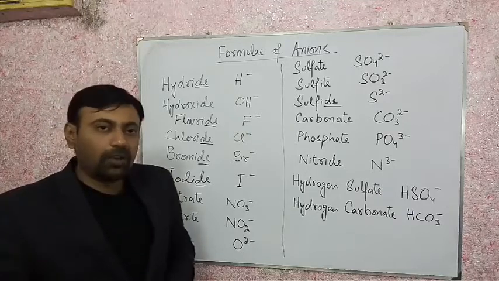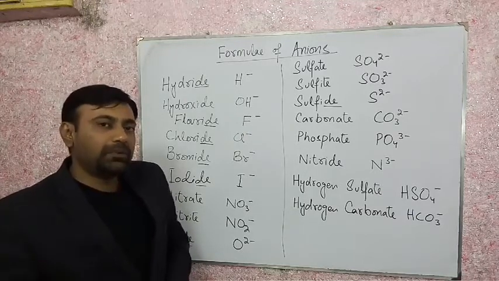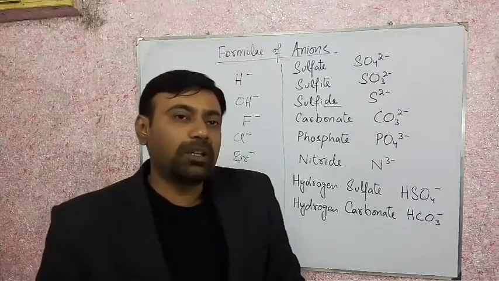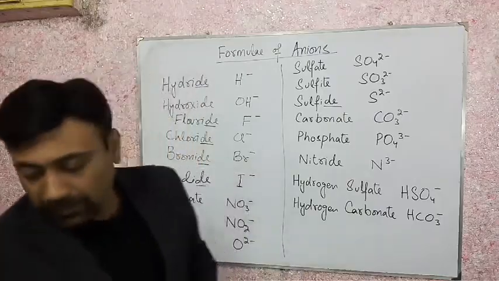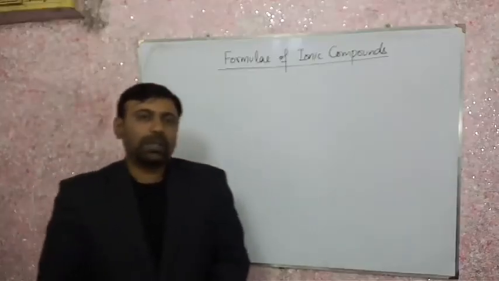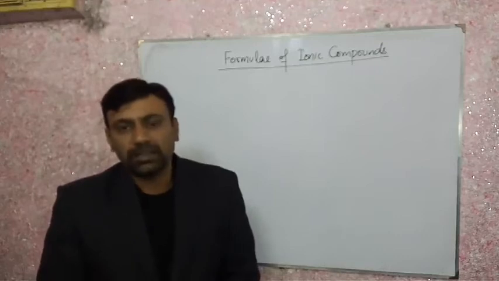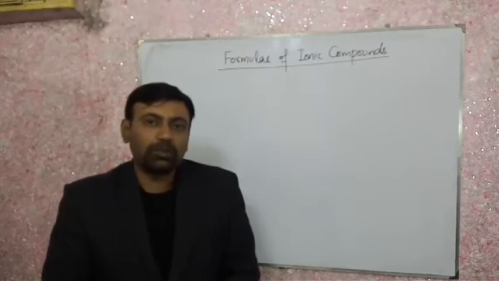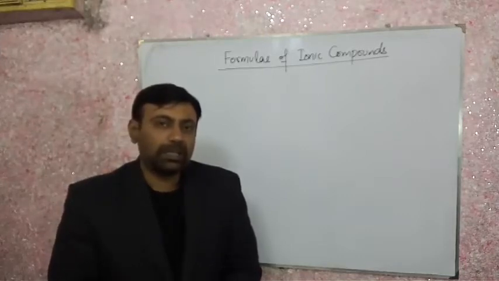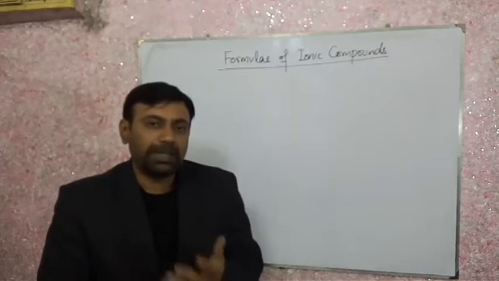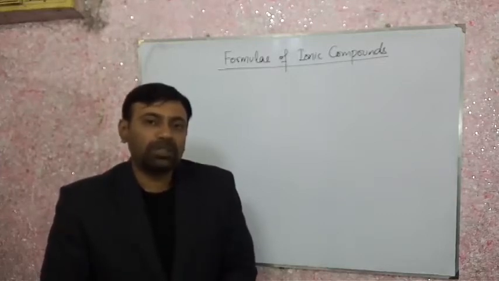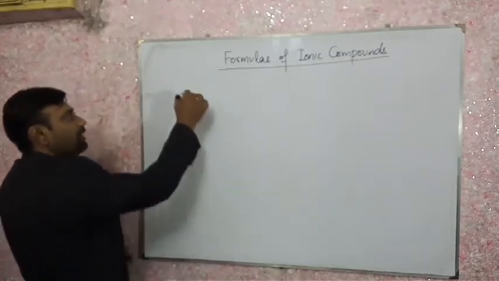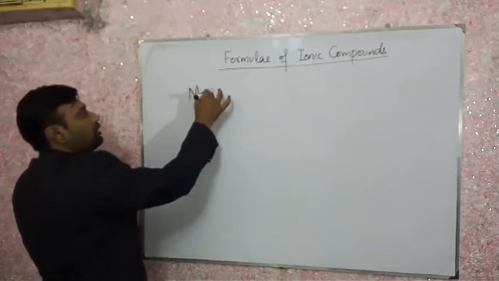So these are the formulae of anions, and we'll use the formulae of cations and anions to construct the formulae of ionic compounds. Now that we know the formulae of cations and anions, we can construct the formulae of ionic compounds. In order to do that, we need to implement correctly the number of positive ions which would be bonded to the number of negative ions.